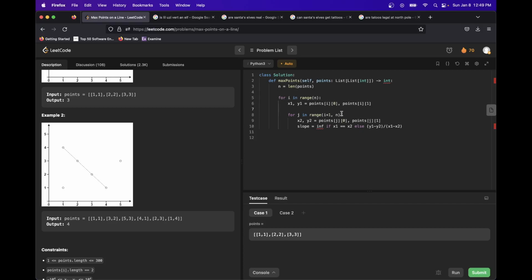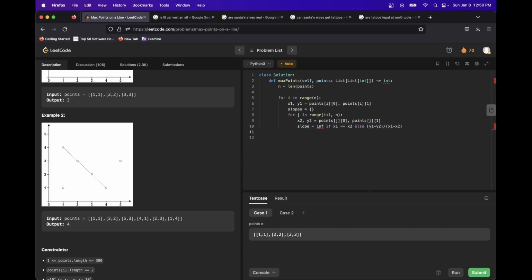Let's define that dictionary here. So we're going to have something like slopes, let's call it. What this is going to represent is the key is going to be a given slope going through point i, and the value is going to be the number of points that have that slope when you form a line with point i, which is what this slope is. So we just plug this slope into the dictionary.